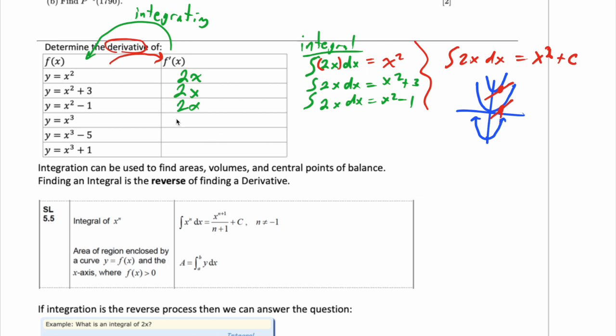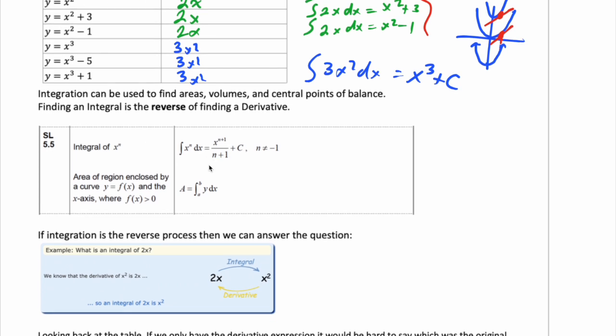Let's look at these down here. The derivative here is 3x squared. This one's 3x squared and 3x squared, right? So the integral of 3x squared is x cubed plus a constant, because it could be -5, it could be 1, it could be anything.